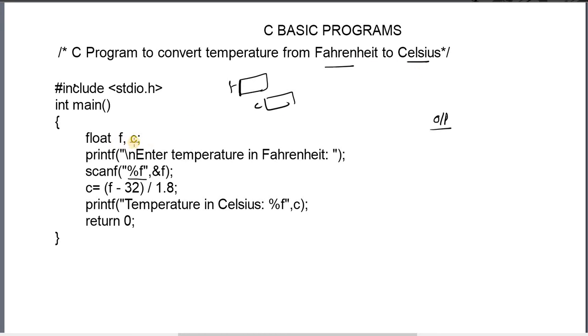Here we have declared two variables, so we will get two locations with the names F and C. Each variable size is 4 bytes because its type is float. Each variable can store a single float value.